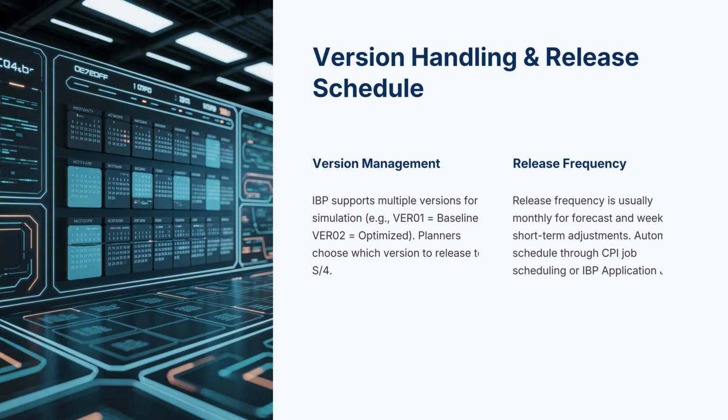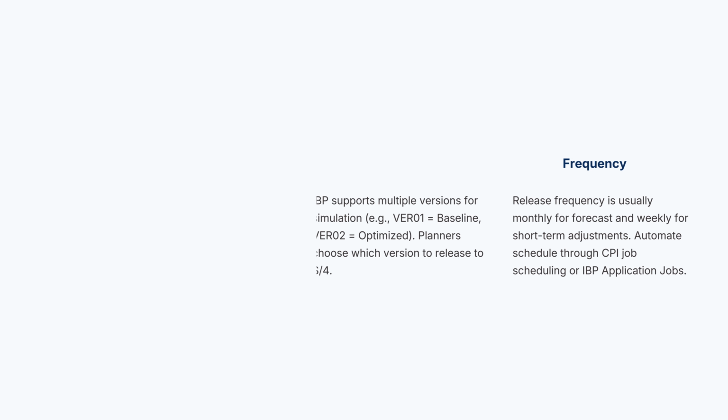Version handling and release schedule. IBP uses planning versions to simulate scenarios like baseline, optimized, or constrained plans. Only the selected version is released to S4 for execution. Typically, strategic forecasts are released monthly, while operational forecasts refresh weekly. Scheduling these releases ensures forecasts remain current without overloading systems.